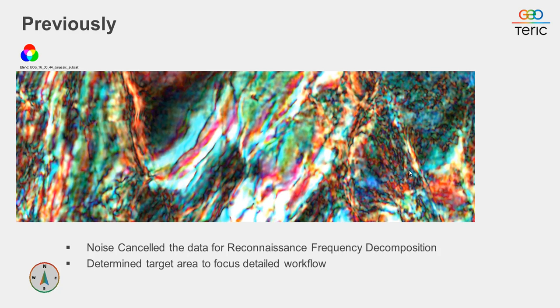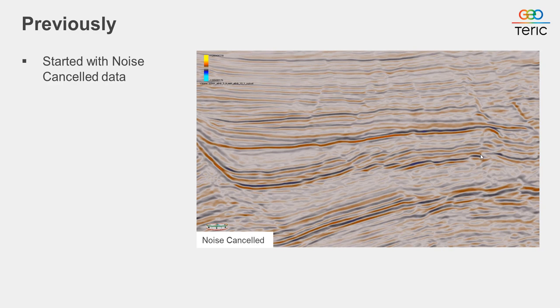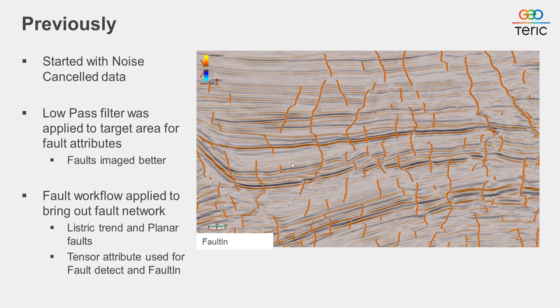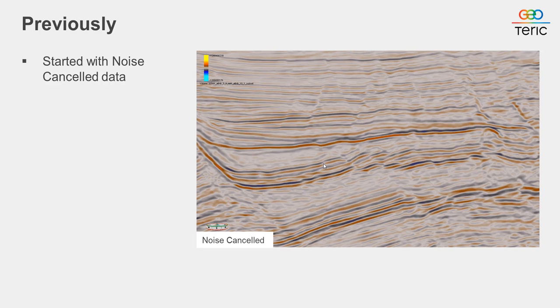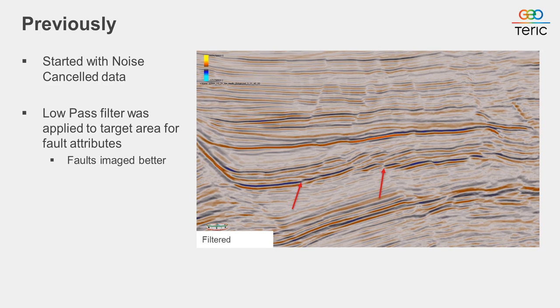So like I said, we started with our noise cancellation data. We then applied a low pass filter to the data to bring out the faults. We just removed a little bit of the high frequencies so that we could bring out the faults better. And you can see as I flip back and forth between the noise canceled and the filtered data that you can start to see these fault edges coming out a lot more.